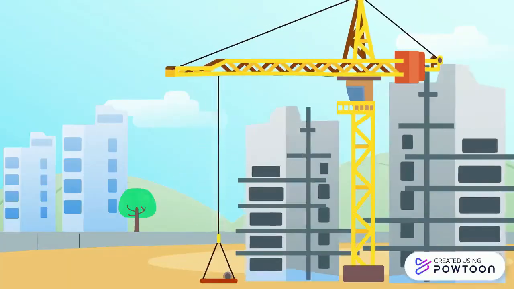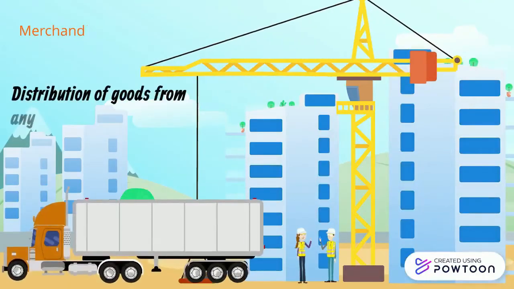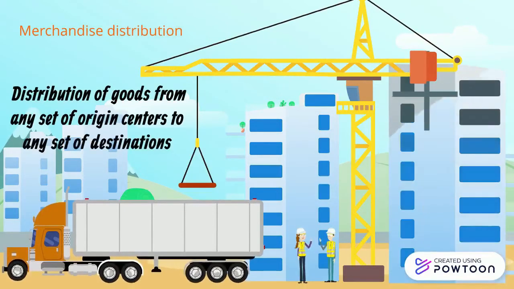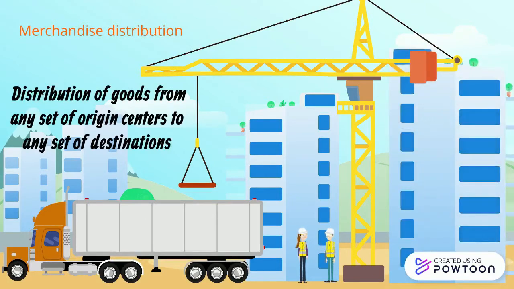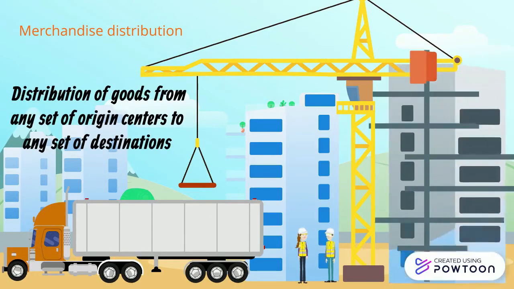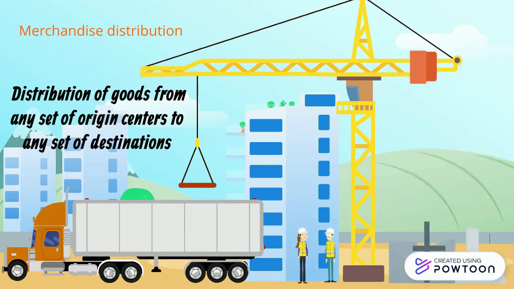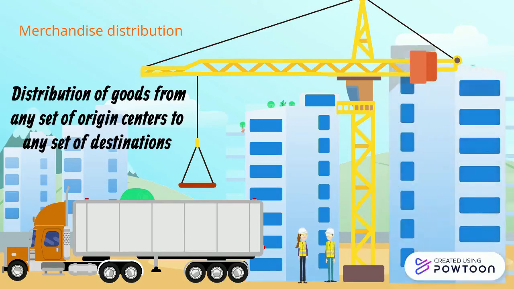The general transportation problem concerns the distribution of goods from any set of supply centers, called origins or sources, to any set of receiving centers, called destinations, in such a way as to minimize total distribution costs. Each origin has to distribute certain units to the destinations, and each destination has a certain demand for units to be received from the origins.